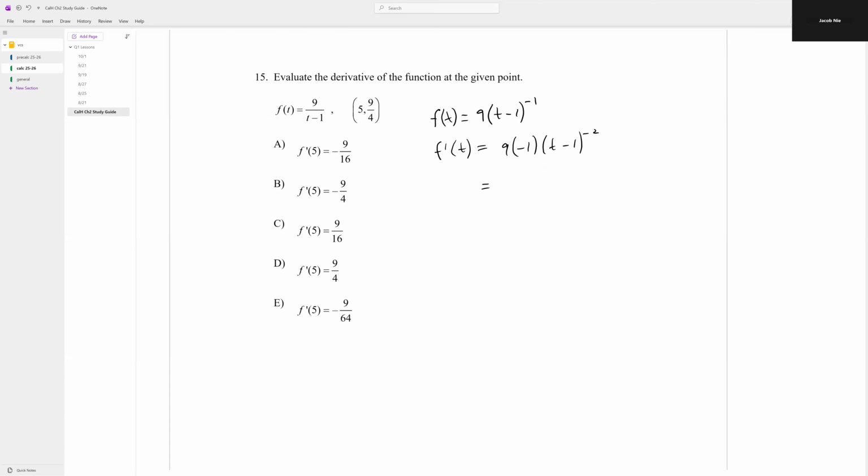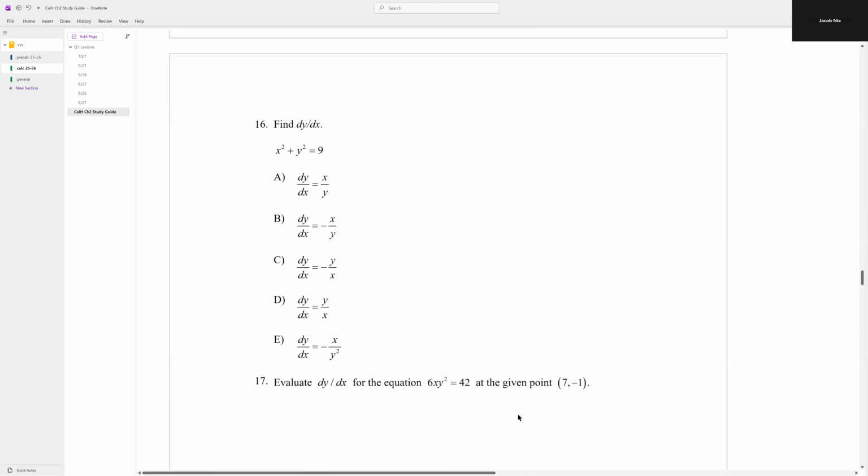And so f prime of t is equal to -9 over t minus 1 squared. The power of -2 is just the reciprocal of a square. And so now to find the derivative at that point, I'm going to plug in t equals 5. That's going to give me f prime of 5 equals -9 over 5 minus 1 squared, which is 16. That's my answer. Choice A.